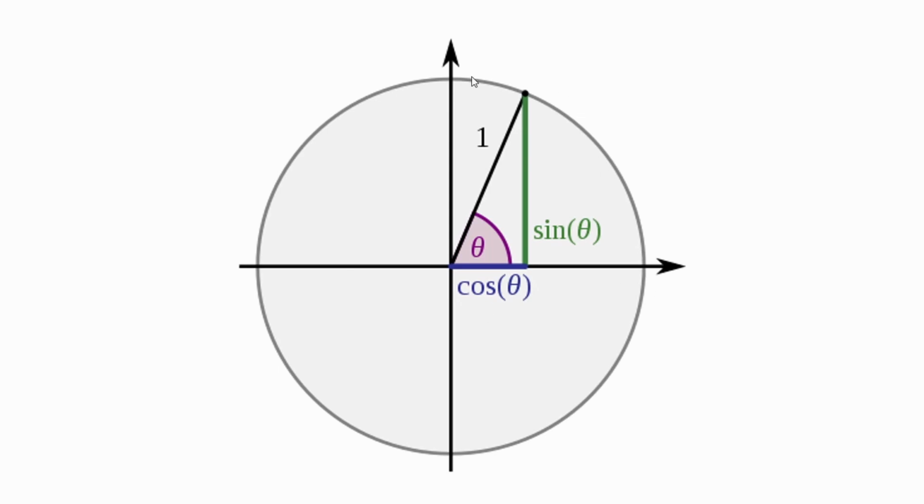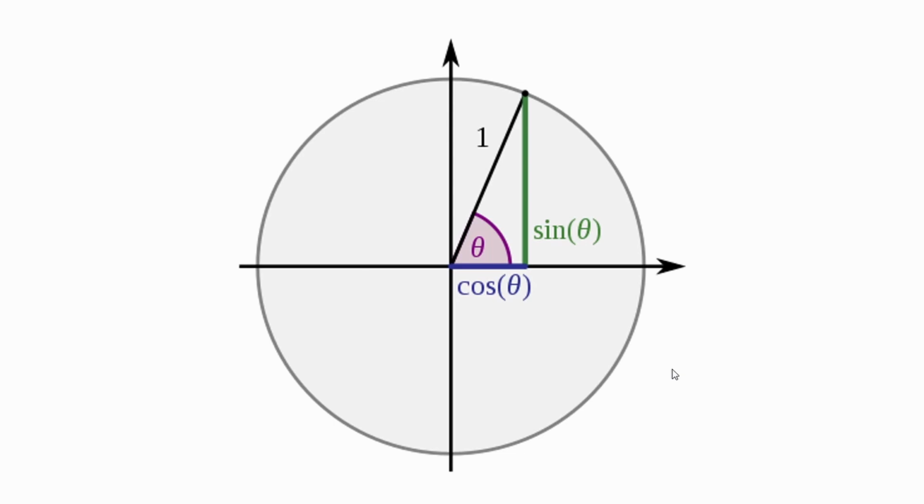Now, suppose that you have a circle and it's centered at the origin and it has radius 1. So we call this the unit circle. Every point on this circle is distance 1 from the origin. So for example, this would be point (1, 0), this would be (0, 1), and so on.